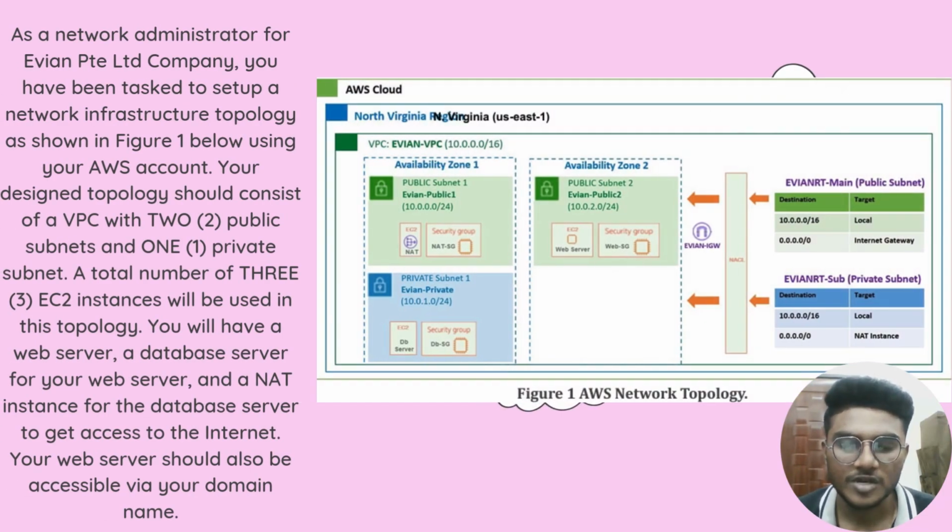Okay, now I'm going to explain the question. As a network administrator for EVN company, you have been tasked to set up a network infrastructure topology as shown in Figure 1 below using your AWS account. Your design topology should consist of a VPC with two public subnets and one private subnet. A total of three EC2 instances will be used in this topology. You will have a web server, a database server for your web server, and a NAT instance for the database server to get access to the internet. Your web server should also be accessible via your domain name.